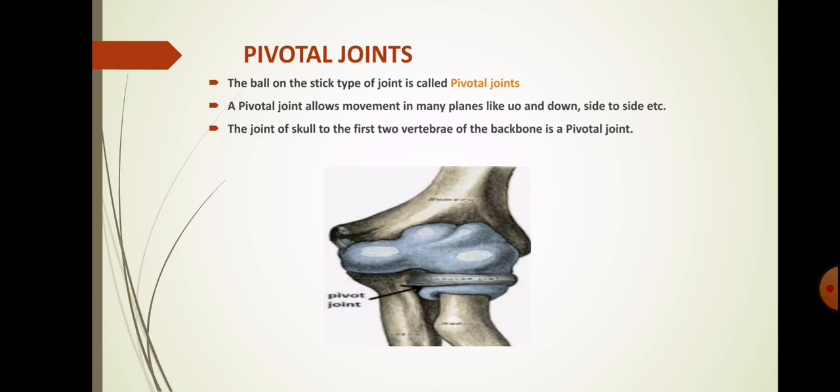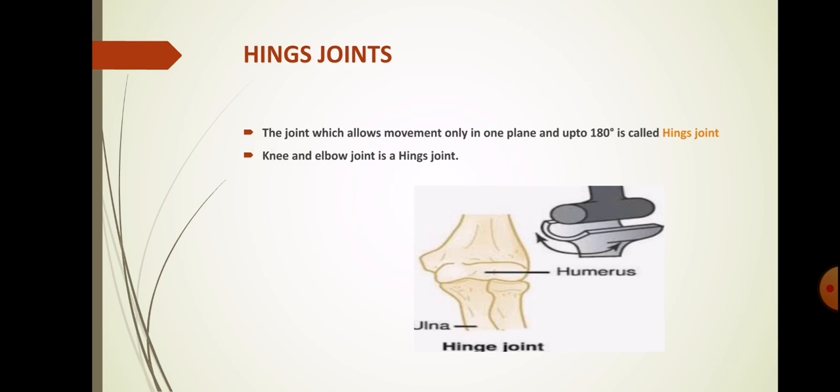Okay, now next to the pivotal joint is the hinge joint. Hinge joint means, have you seen the door at your home? The movement of the door is up to 180 degrees. You open your door and you can close it. Why does that happen?